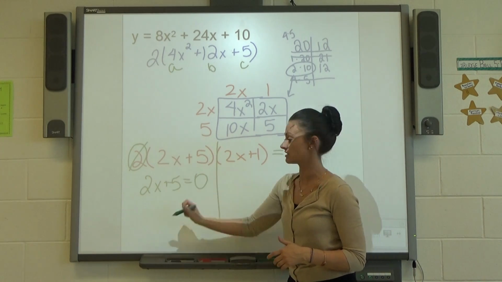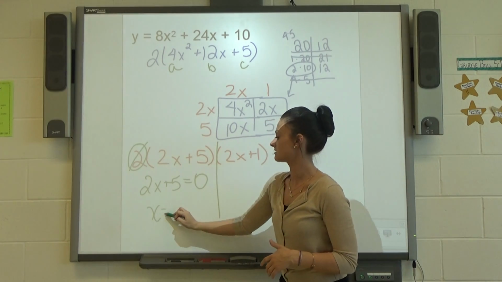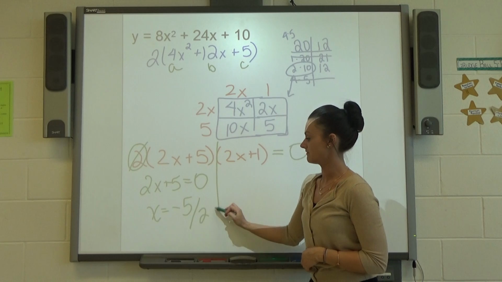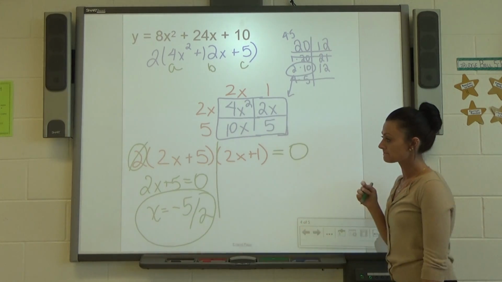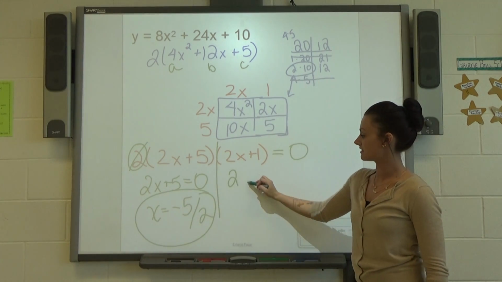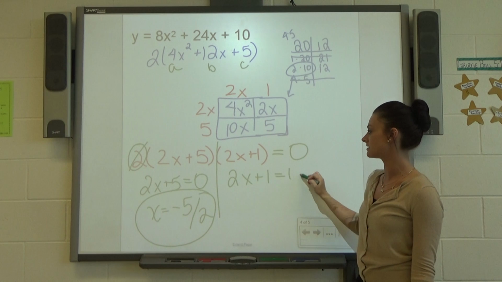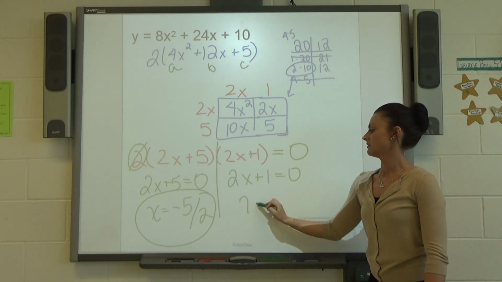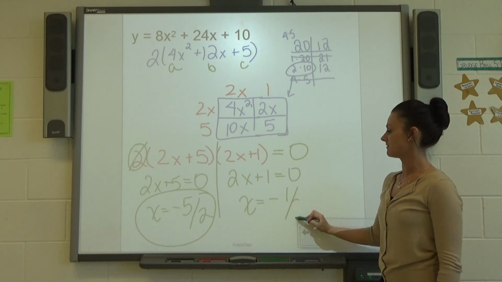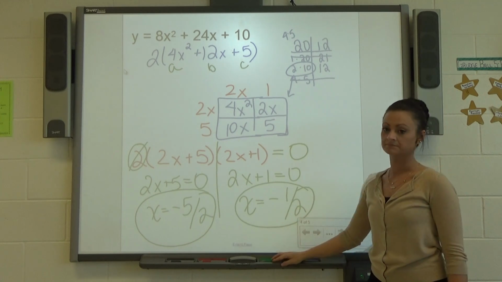So I'm going to take 2x plus 5 and find out what value of x would make this factor go to 0, and that would be x equals negative 5 halves. So that's one of them. The other one I'm going to say, well, what if 2x plus 1 is the piece that went to 0? That would have to be an x value of negative 1 half.